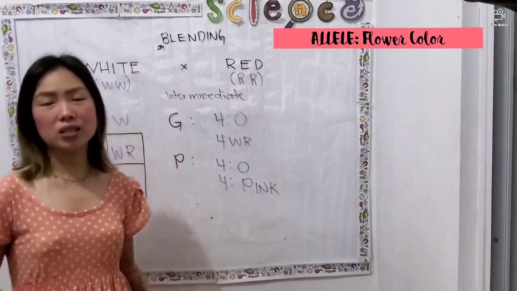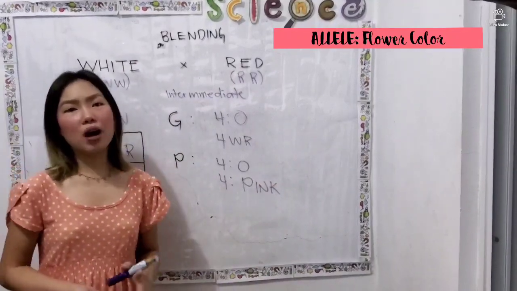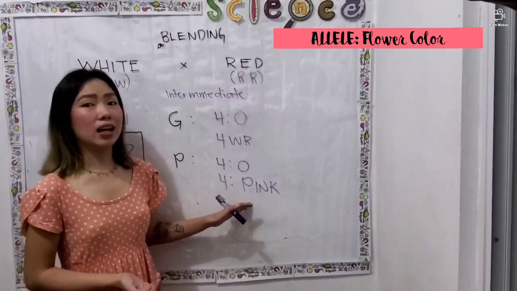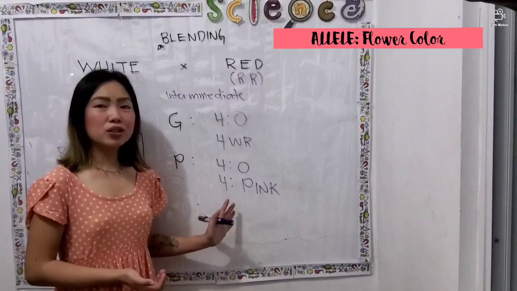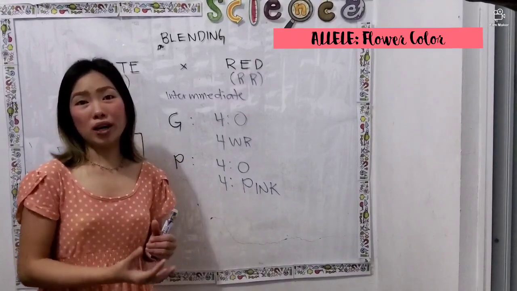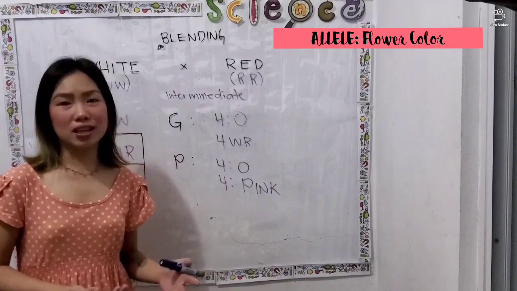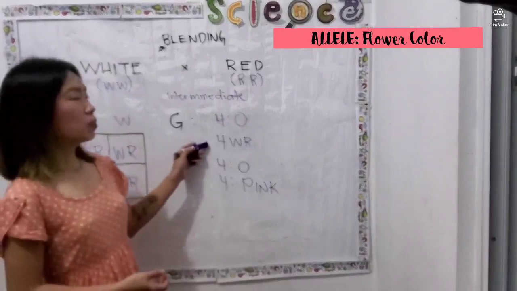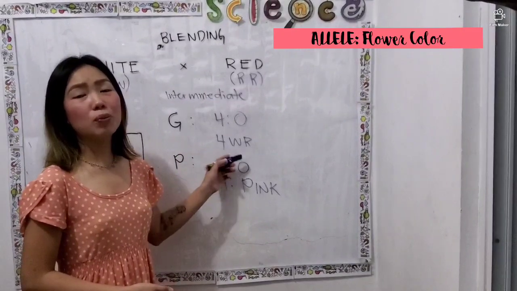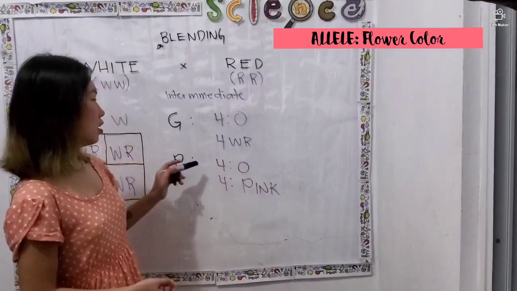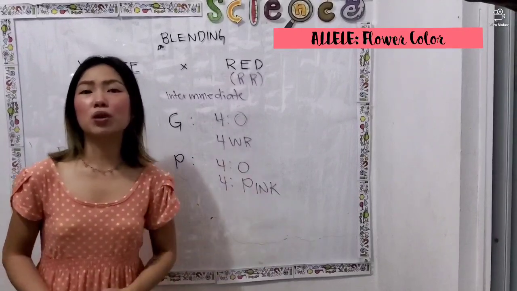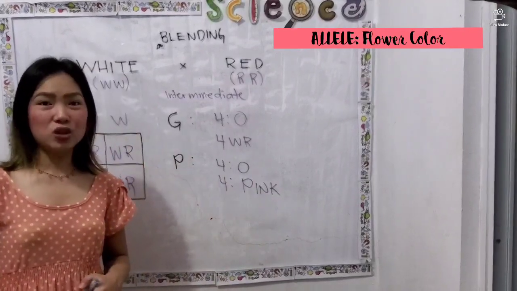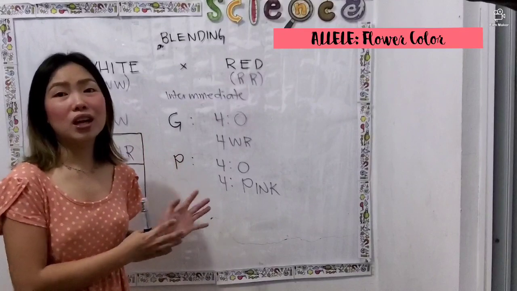Hindi mo mababakas o wala kang makikitang kahit anong bakas sa naging resulta ng anak na may pula at may puti. Because it is a blended one. So, wala nang dominant, wala nang recessive. That's why the genotype would be as simple as 4WR and the phenotype would be as simple as 4 pink. Diretso dun sa kulay na na-produce. So, that would be our incomplete dominance.